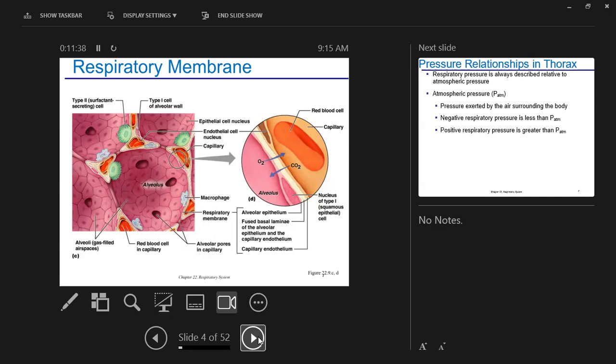So a patient with pneumonia will have difficulty in breathing. You'll see their CO2 levels in their blood will probably be rising because the CO2 is not getting into the lungs, and their oxygen saturation levels will probably be dropping because they're not getting good gas exchange.